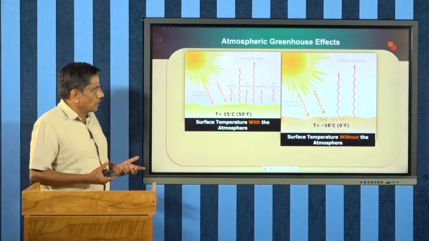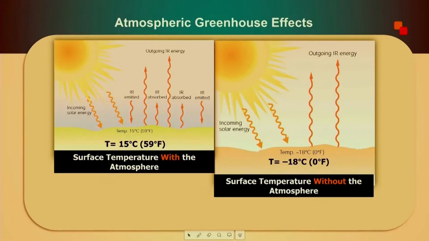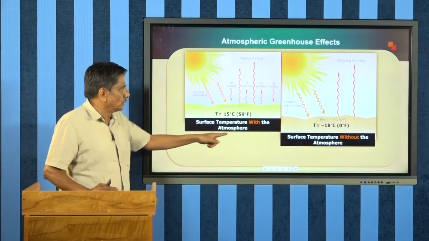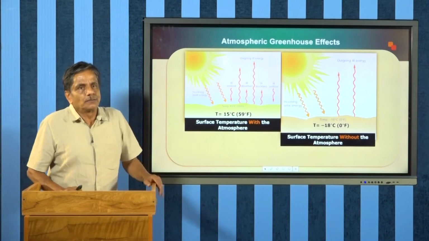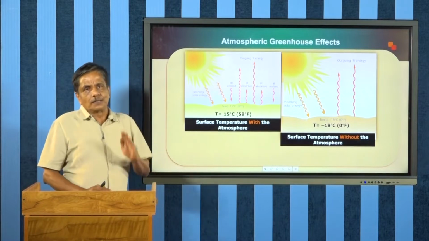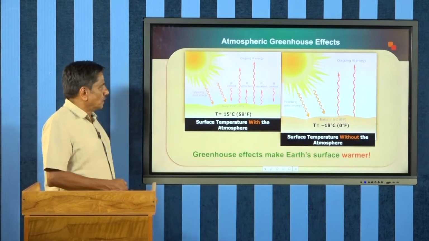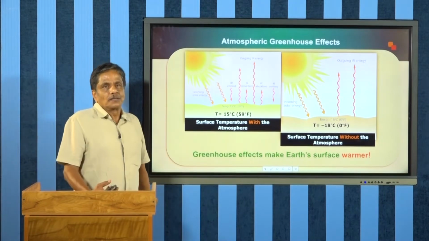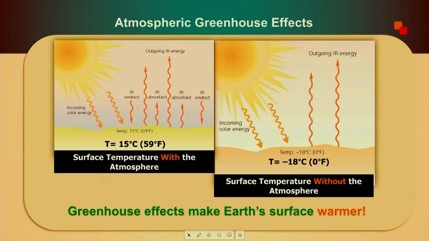Now, we can calculate the surface temperature of the earth with and without the atmosphere. Atmosphere means it is a gaseous envelope. If we calculate the temperature of the earth without the atmosphere, it is minus 18 degrees centigrade, that means it is very cold. But the presence of the atmosphere makes the earth's surface warm, therefore, the temperature becomes 15 degrees centigrade. So, this is otherwise classified as the greenhouse effect. The greenhouse effect makes the earth's surface warmer.